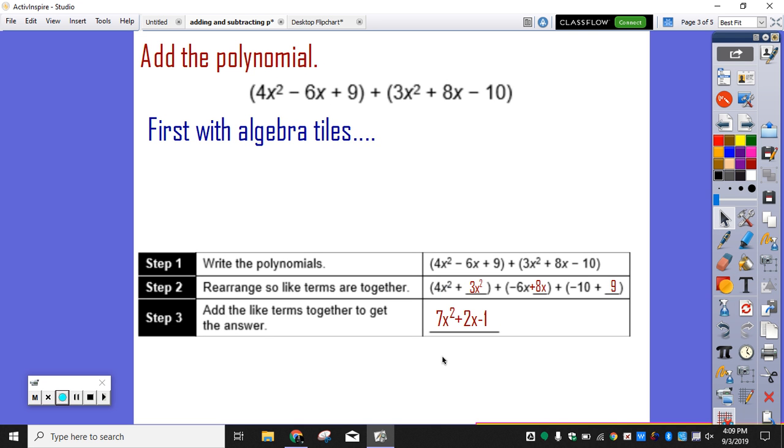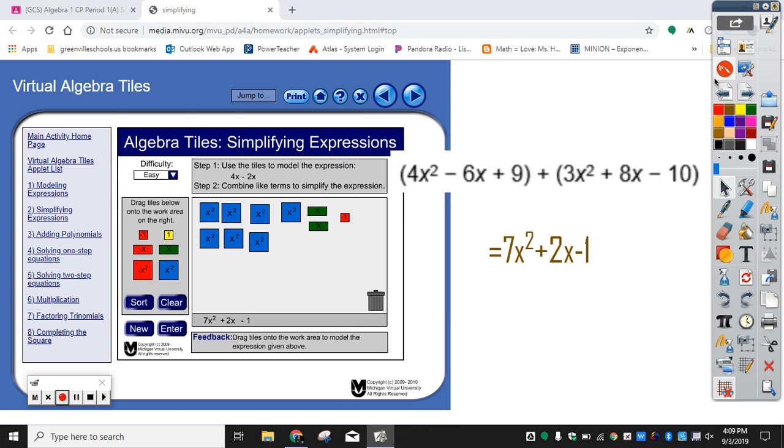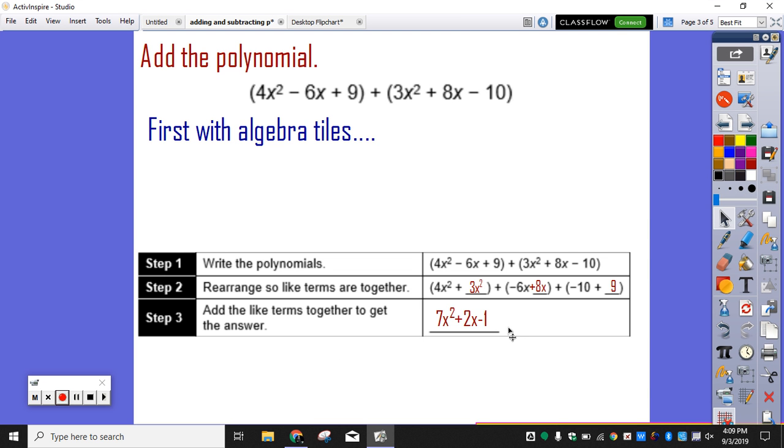Is it the same as what we got when we did the algebra tiles? 7x squared plus 2x minus 1. Yes. So some of you may prefer to use the algebra tiles. Some of you may prefer to use this method by hand. Either method is fine with me.